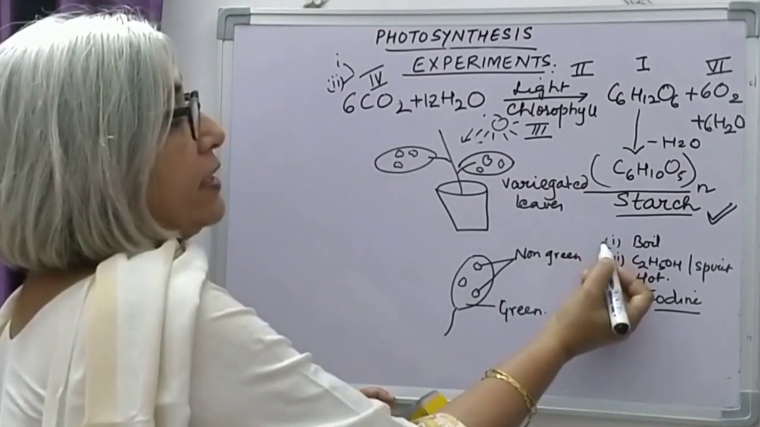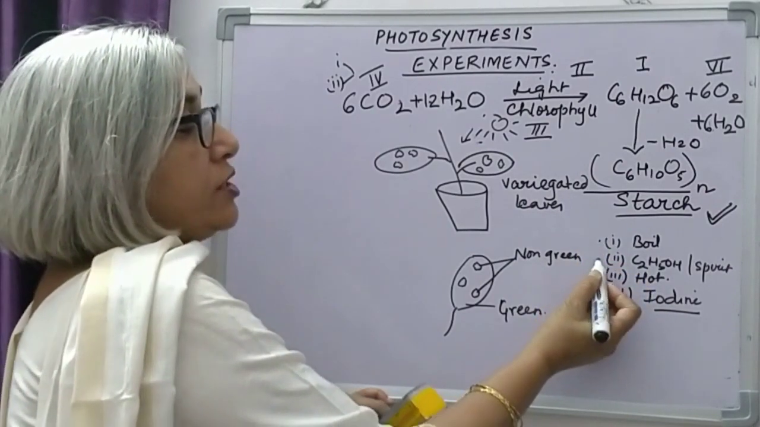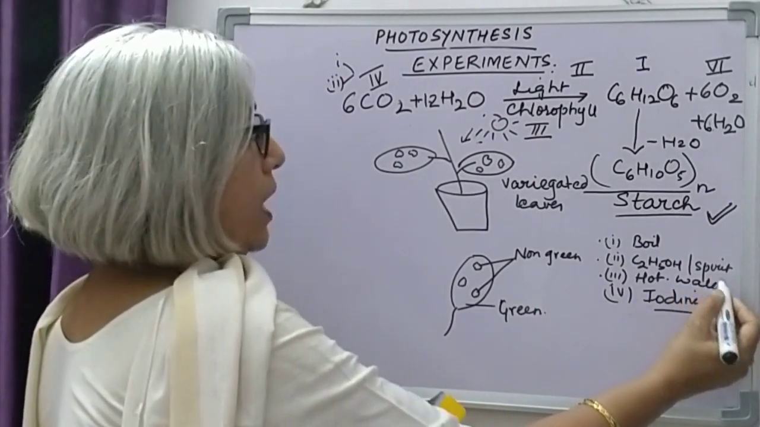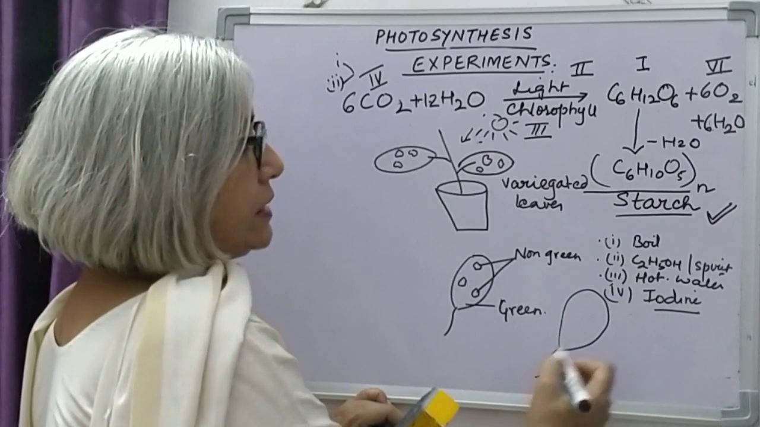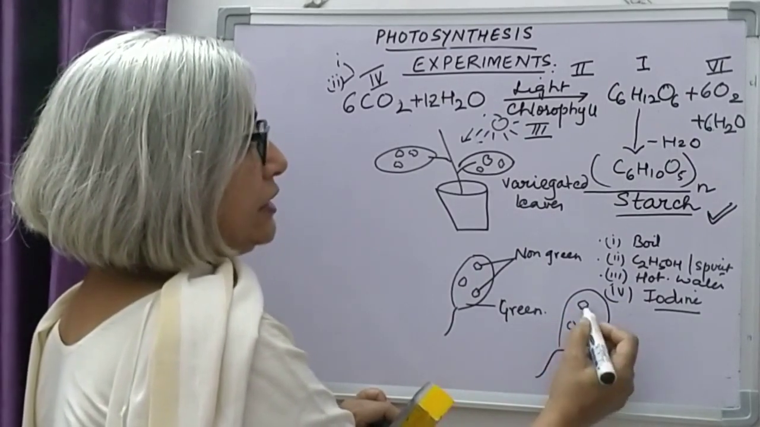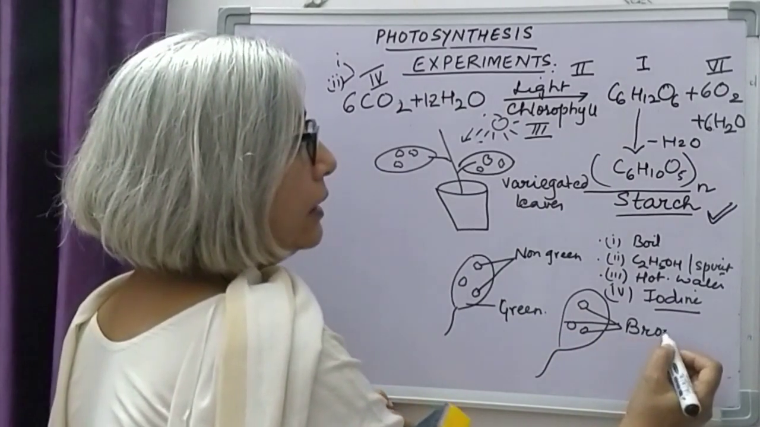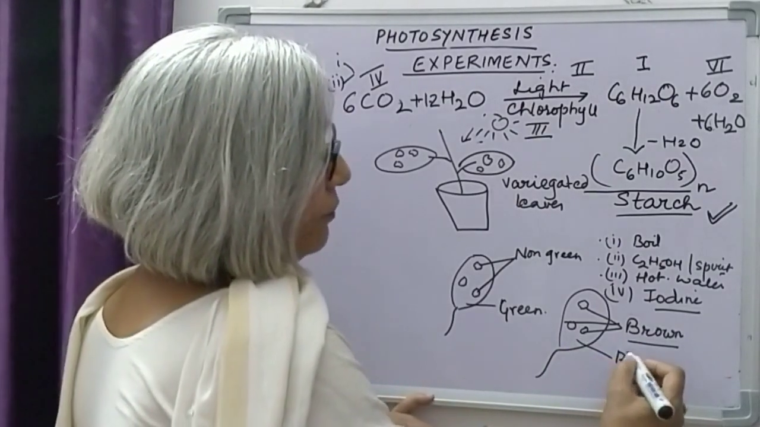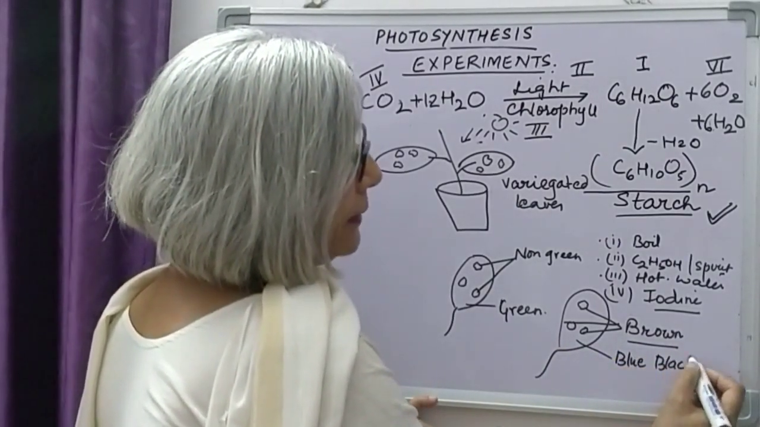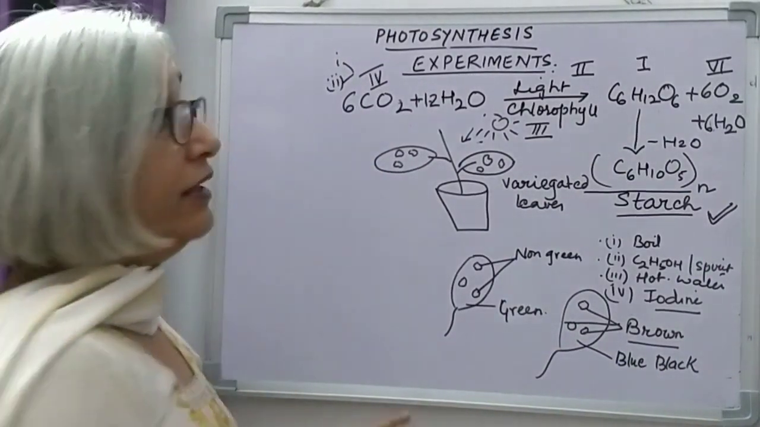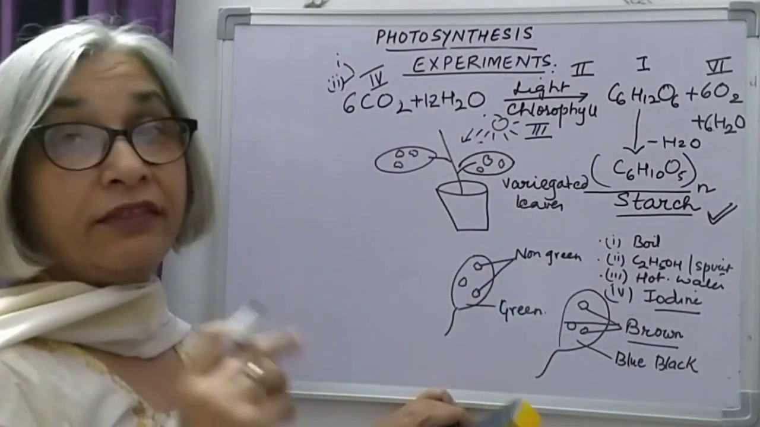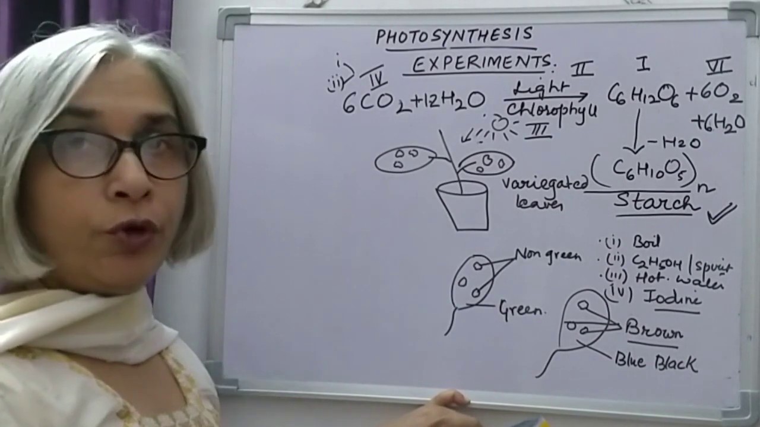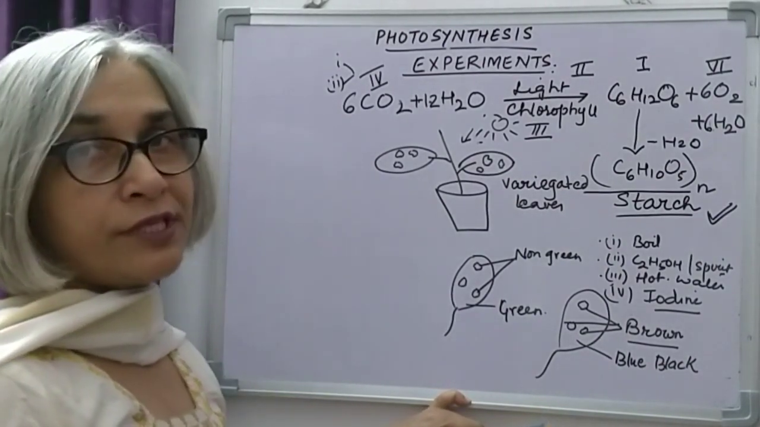Draw the boundary, then test the leaf for starch, boil it, treat it with ethyl alcohol or methylated spirit, keep it in hot water, test it with iodine, and at the end we see the result that these patches are brown in color, that is, could not synthesize starch, whereas the remaining leaf becomes blue-black in color, clearly indicating that only those portions of the leaf that had chlorophyll could synthesize food or could perform the process of photosynthesis.